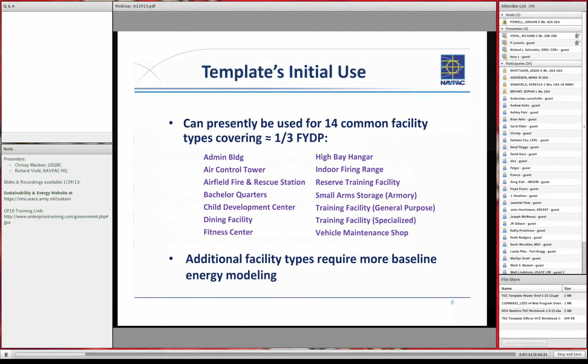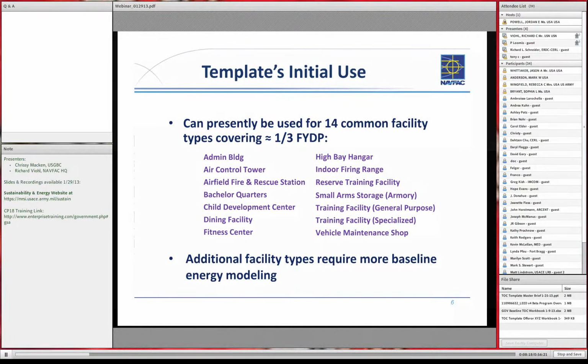Since we have modeled baseline information for energy and sustainment in the template, we have at this point got 14 types of facilities that can use this template. And it will be expanded if we decide to invest further in this tool. But right now it's 14 types, and these are the types listed here.